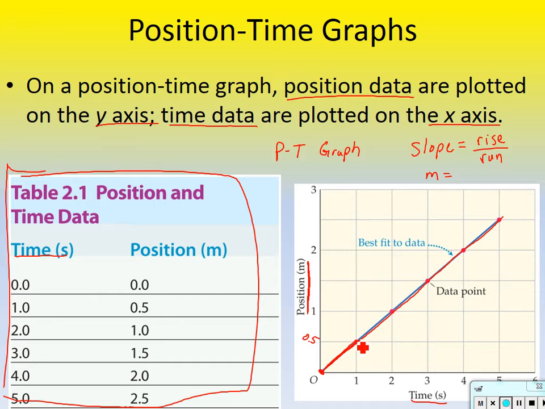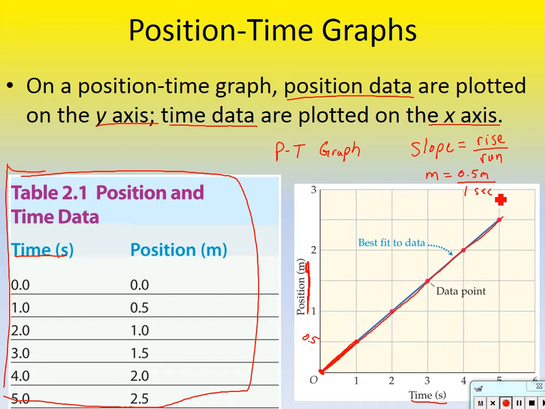We're talking about this segment right here. How much did we rise? 0.5, so I'm going to put that on top. And 0.5 what? What's it measured in? Meters. Okay, and then we're going to put the run on the bottom. How much did we run in this first segment? 1 second.